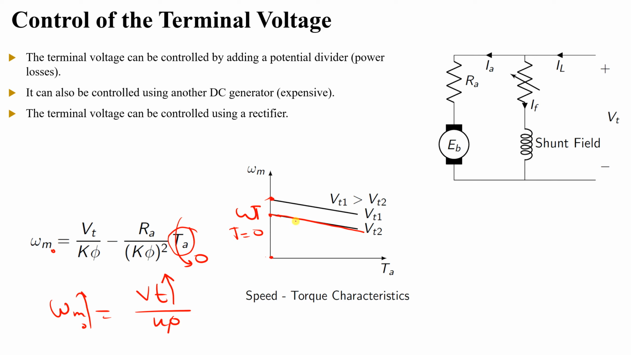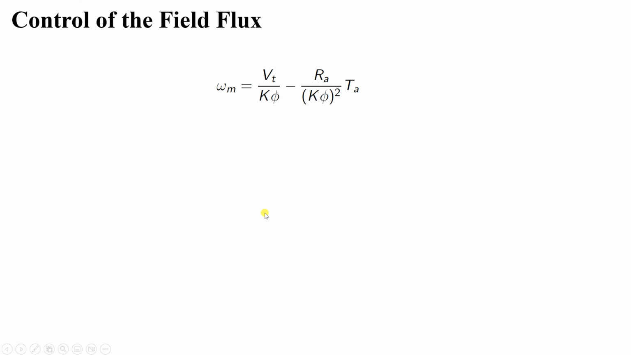So you can see the whole curve shifted upwards like this. As V terminal increases, it goes up. This one, V terminal 1, is greater than V terminal 2, and you can see that the zero torque point shifted upward. This is important, as you will see another type in which it will not change. Now the other method is controlling field flux. By controlling field, you can control speed.